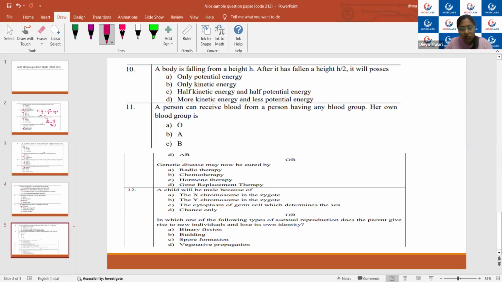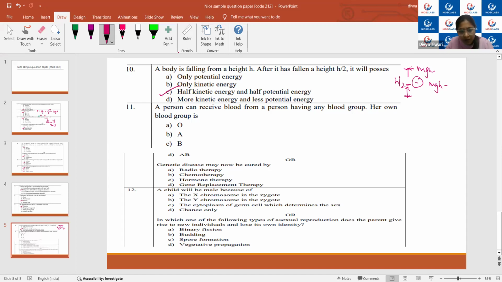Now proceeding to the 10th question. A body is falling from a height h. After it has fallen to h by 2, it will possess what? If it is here, now it is at h by 2. It still has to travel another h by 2. This is at the midpoint. Here the mgh was maximum, so till here it should be half, and half of the potential energy is going to be converted into half of the kinetic energy. So C will be the answer for this.